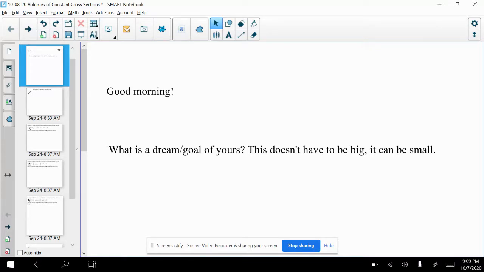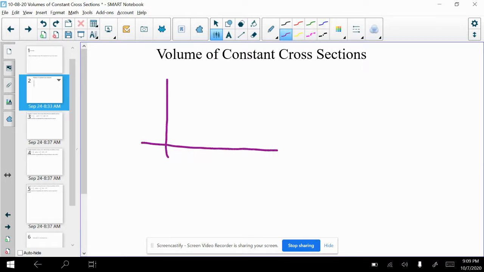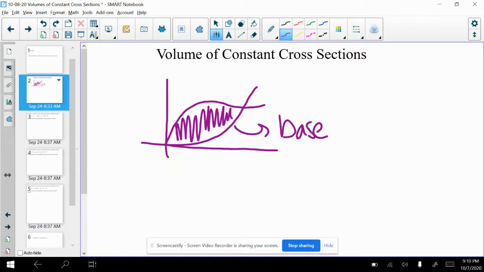Today what we're talking about is volume of constant cross sections. This was definitely something that was difficult for me at first, visualizing it. So what it is: we start with some arbitrary area, right? Here's our f of x, here's our g of x. And we want to take this area and imagine turning it on its side. This is going to be the base of our shape.